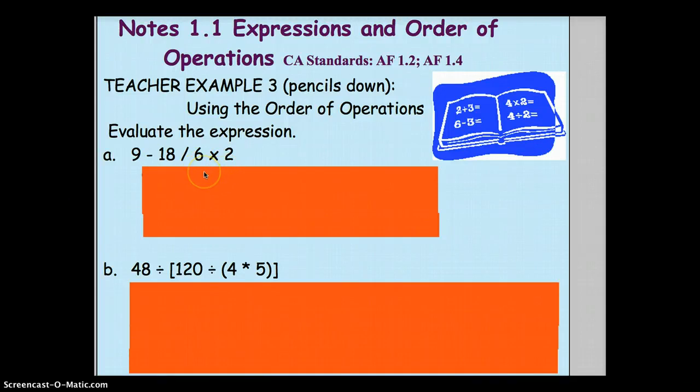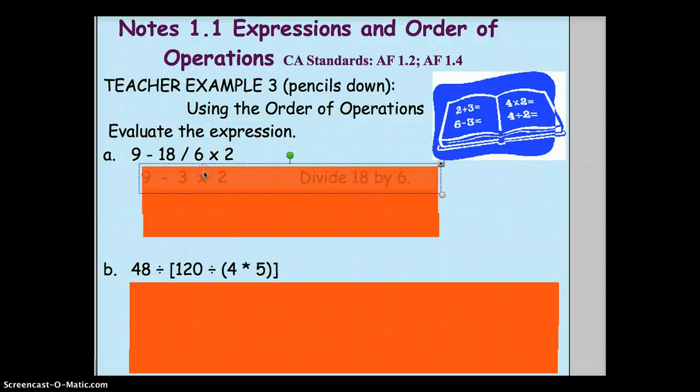Remember, the first step is parentheses or grouping symbols. Next we have exponents, then multiplication and division. Remember, they are on the same level. It's whichever one comes first. And we finish off with addition and subtraction. Again, you work from left to right, whichever one comes first.